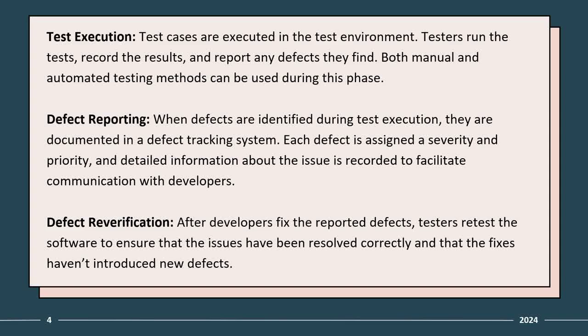Defect reporting. When defects are identified during test execution, they are documented in a defect tracking system. Each defect is assigned a severity and priority, and detailed information about the issue is recorded to facilitate communication with developers.